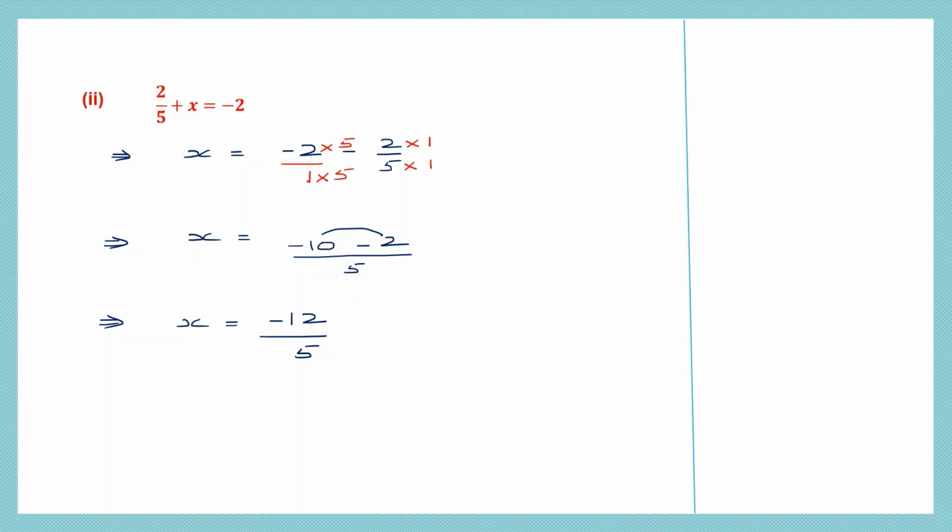Now if we have to convert this to a mixed number, divide 12 by 5. 5 2s are 10, minus 2. So what is our mixed number? 2, 2 by 5. So this will be equal to minus 2, 2 by 5.